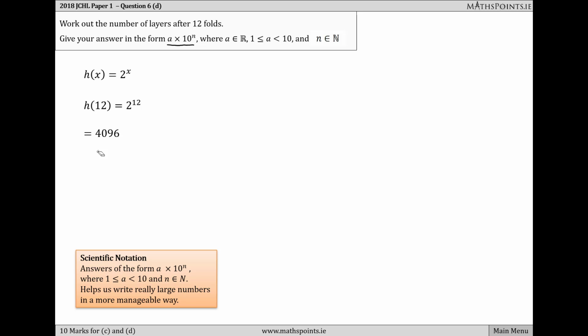So what real number will I start with? Well, I have a leading digit here of 4. So that's going to be my number between 1 and 10, followed by a decimal point and whatever numbers come after that. So 4.096. And then for the second part, to figure out what the n is for the times 10 to the power of n, we just count the number of digits after the first 4. So 1, 2, 3. And so this is going to be 10 to the power of 3.